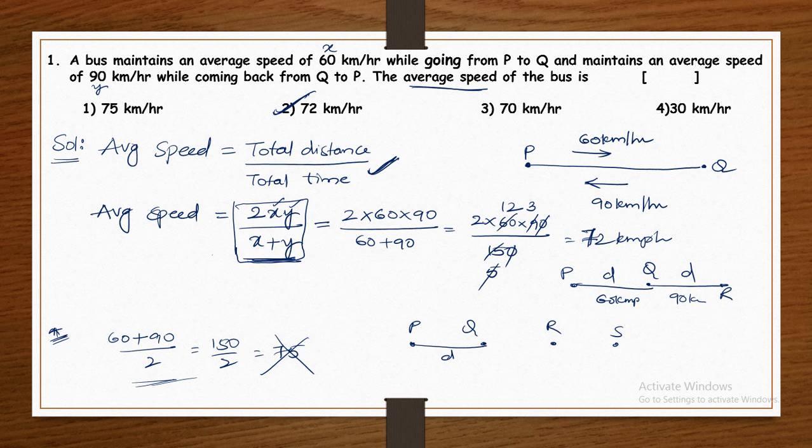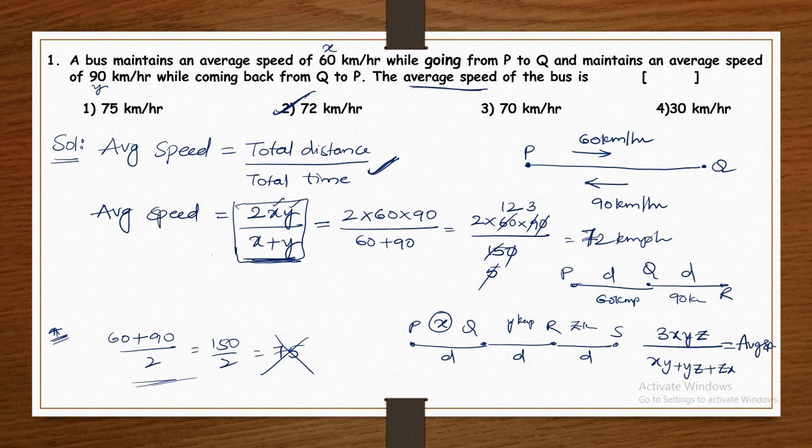So if the distances are the same, so if this distance is some d and this distance is also some d, and if the speed is x kilometers per hour, then y kilometers per hour, and from R to S you are moving with z kilometers per hour, then its formula is given by 3xyz by xy plus yz plus zx. So this is nothing but my average speed, right?